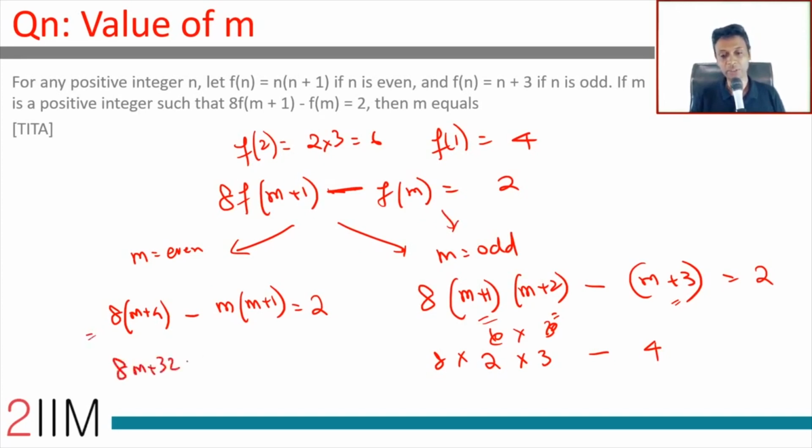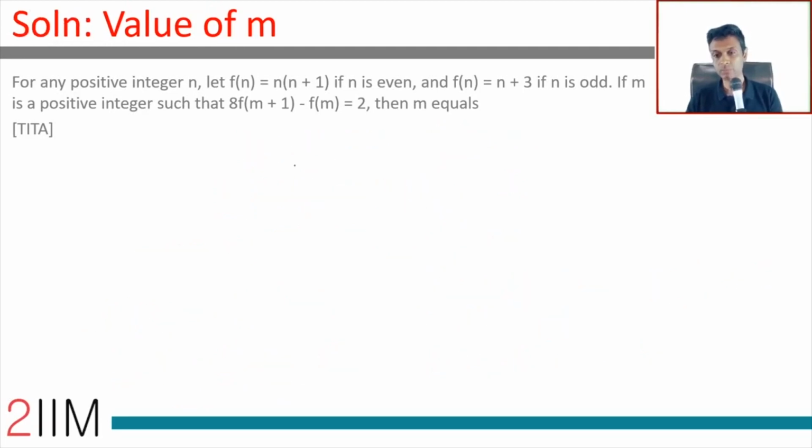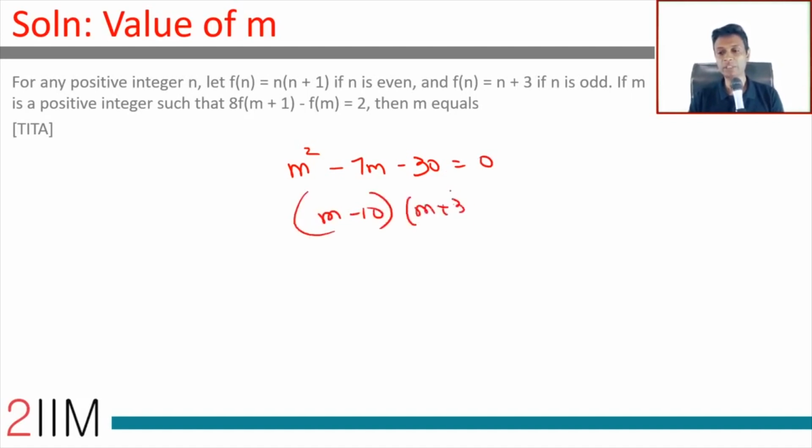8m plus 32 minus m square minus m equals 2. 8m minus m is 7m. 32 minus 2 is 30, minus m square is 0. Or m square minus 7m minus 30 is 0. (m minus 10) into (m plus 3) is 0. m is 10 or minus 3. 10 works. Further, 10 works for the assumption that m is even.